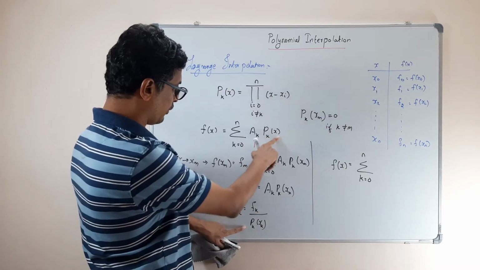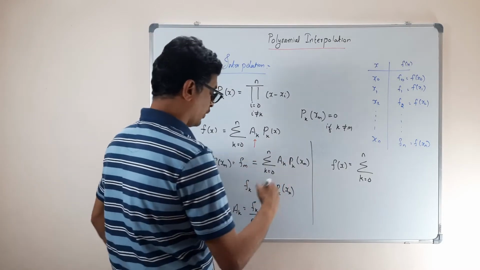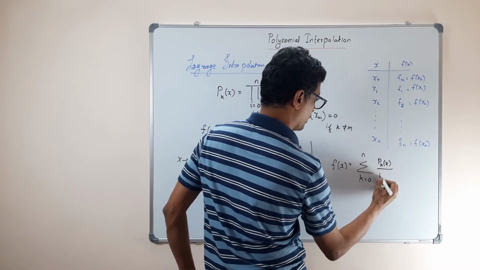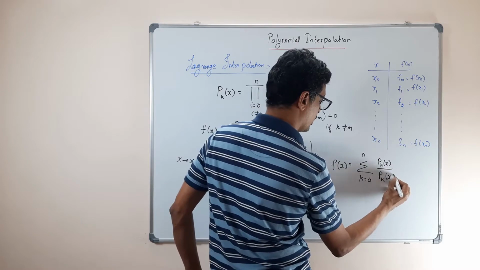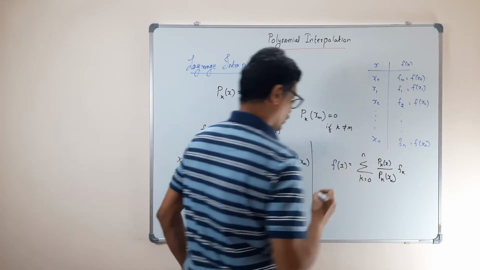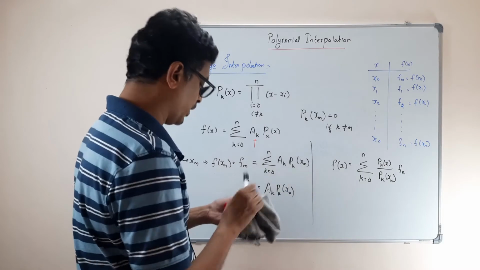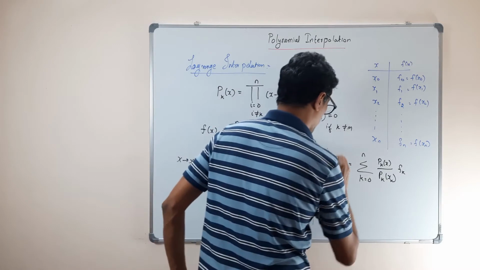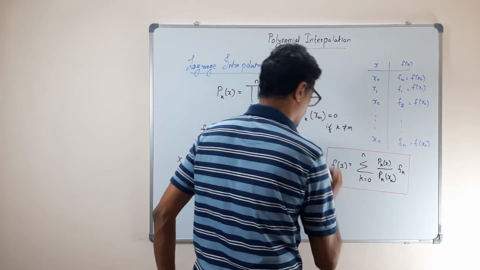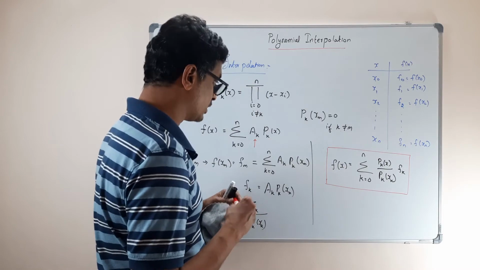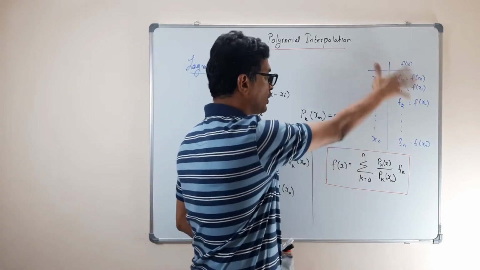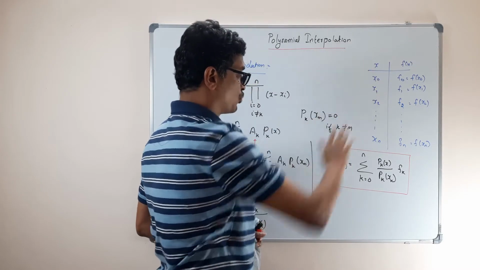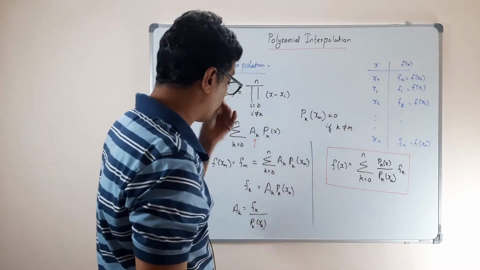So this will be pk of x by pk of xk into f of k, or what I am saying is pk of x divided by pk of xk into f of k. So this is a polynomial which passes through all the points, and that won't demand that the data points should be evenly spaced. So this was simple.